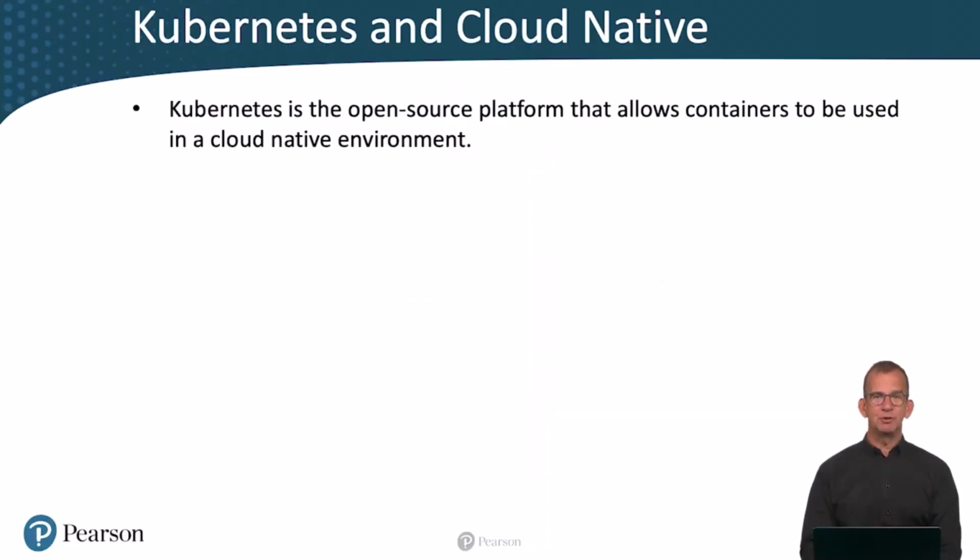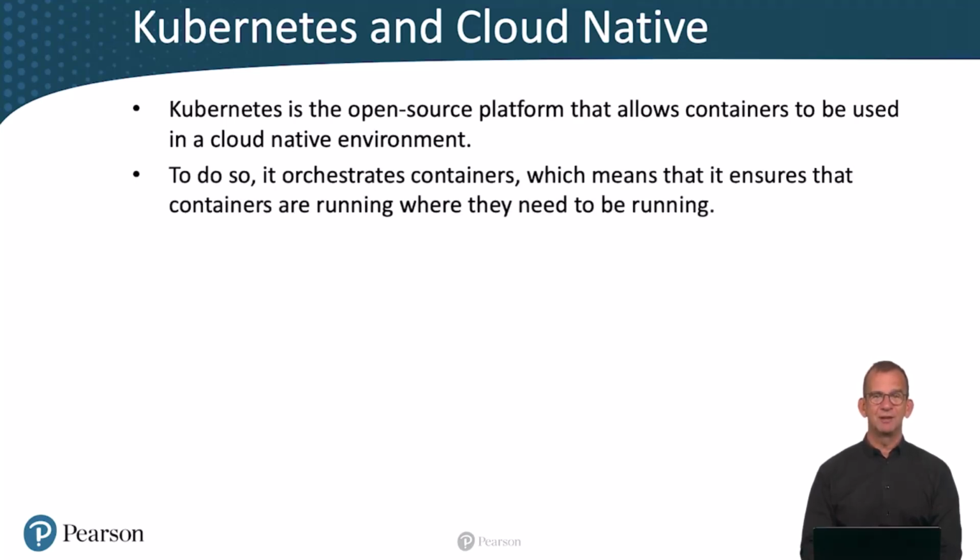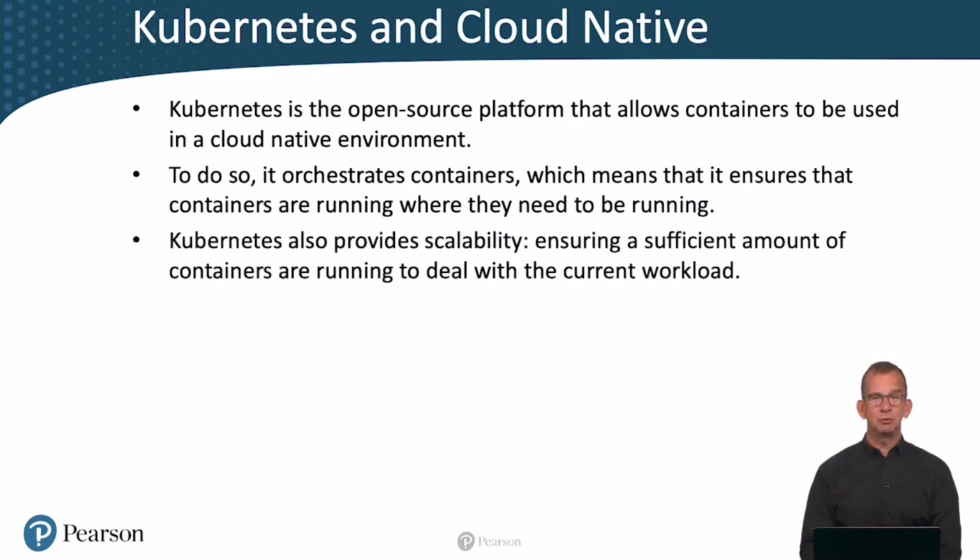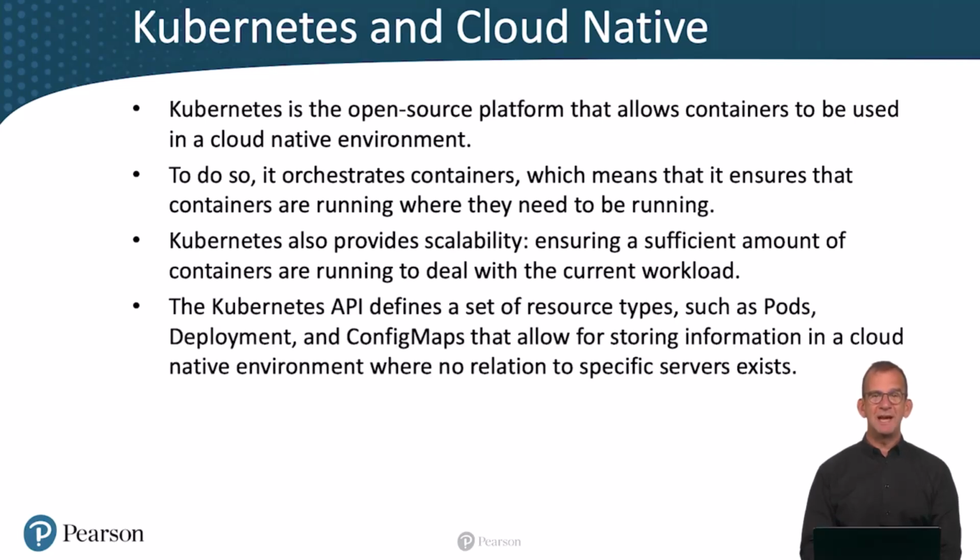So now that you know about cloud-native computing, let's talk about the relation of Kubernetes to cloud-native computing. Kubernetes is the open source platform that allows containers to be used in a cloud-native environment. And when I say the open source platform, that means that it's the de facto standard and there isn't really anything else in open source. To do so, Kubernetes orchestrates containers. That means that it ensures that containers are running where they need to be running and as many instances as you need, which is provided by the scalability. Scalability is ensuring that a sufficient amount of containers are running to deal with the current workload. To realize all of that, the Kubernetes API defines a set of resource types, such as pods, deployments, and config maps that allow for storing information in a cloud-native environment where no relation to specific servers exists.